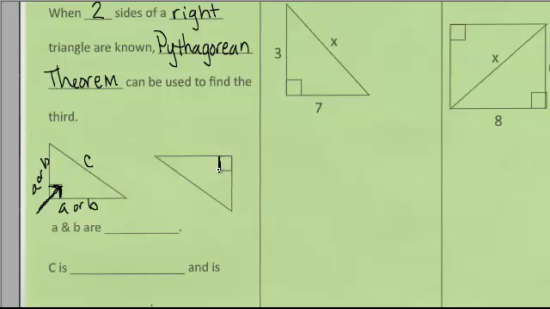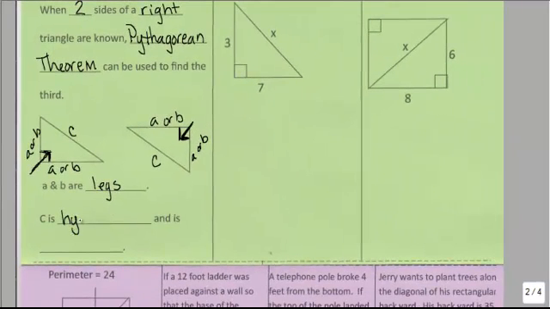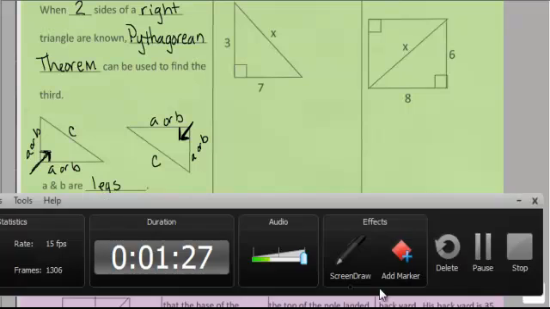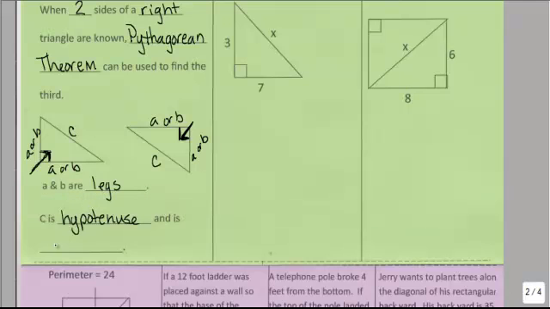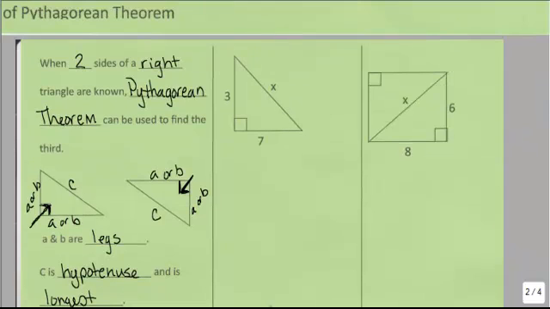So again, here's my arrow. It points to my hypotenuse, so this is C. And my other two sides could be A or B, and it does not matter. A and B are called legs. C is the hypotenuse, and it is the longest side. And of course, Pythagorean theorem is a squared plus b squared equals c squared.